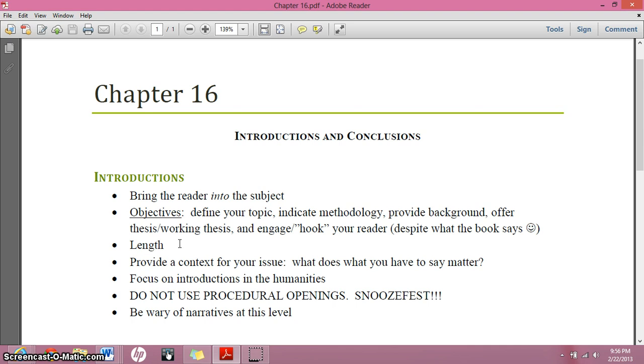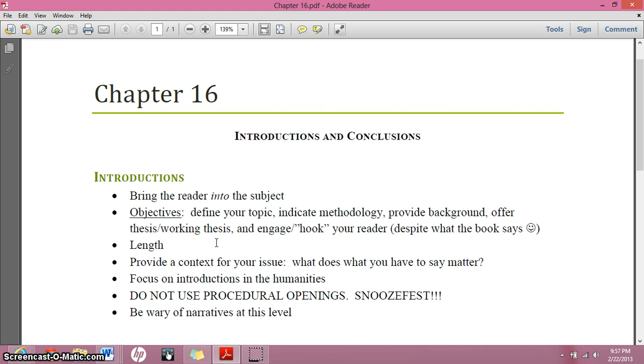Regarding length, your introductions and even your conclusions, length will be based on the length of your paper. So for this class, your longest paper, I believe, is 5 pages. So your introduction and conclusion should be 1 paragraph. If you get into a longer work like a book, just go read a book and read the introduction. It's going to be 10, 15, 20 pages long, and it still counts as the introduction because it's meeting these objectives. Okay, so I just want you to know that an introduction is not always a paragraph.